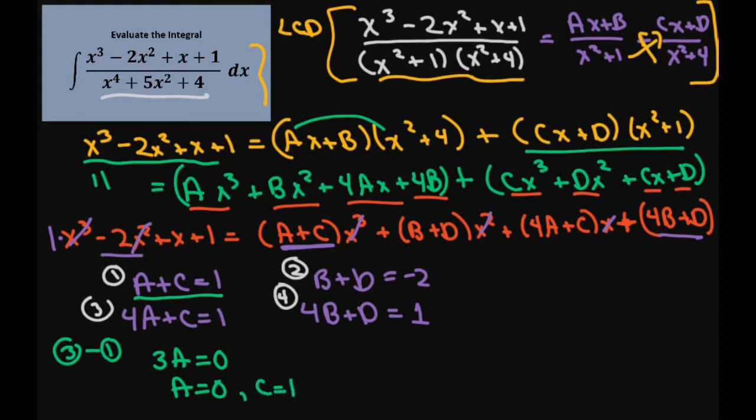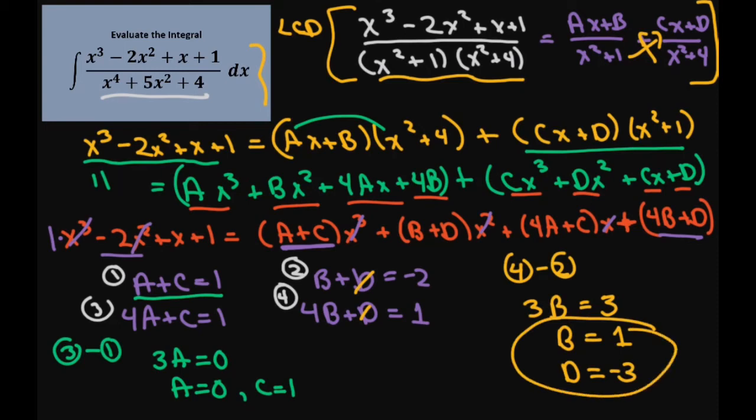And then for this one, let's go ahead and do 4 minus 2. So that's going to be 3b. These will cancel. 1 minus a negative 2 is going to be positive 3. So b equals 1. And if b is 1, that means our d is going to equal negative 3. So here are our a, b, c, and d that we can substitute back into this.